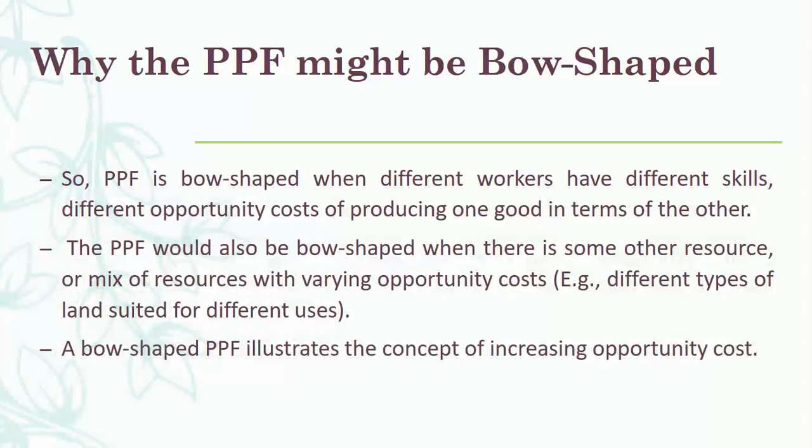So, the production possibility frontier is bow-shaped when different workers have different skills, and so different opportunity costs of producing one good in terms of the other. The production possibility frontier would also be bow-shaped when there is some other resource or mix of resources with varying opportunity cost, for example, different types of land suited for different uses. A bow-shaped production possibility frontier illustrates the concept of increasing opportunity cost. And this is what we have done in our previous slides.